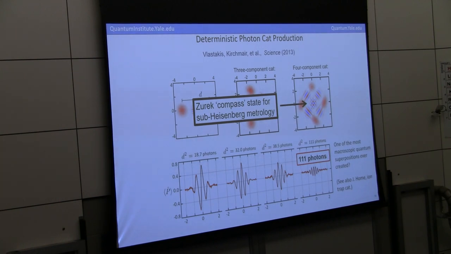My friend Jonathan Home can now make those in mechanical oscillations and ion traps about the same size. And this loss of contrast is mostly due to our inability to measure the parity fast enough. There's no evidence that the cat is becoming incoherent. Although, of course, for bigger cats, they lose photons faster, so they jump parity more frequently, and that's why eventually they're sort of perfect examples of how you cross over from quantum to classical.